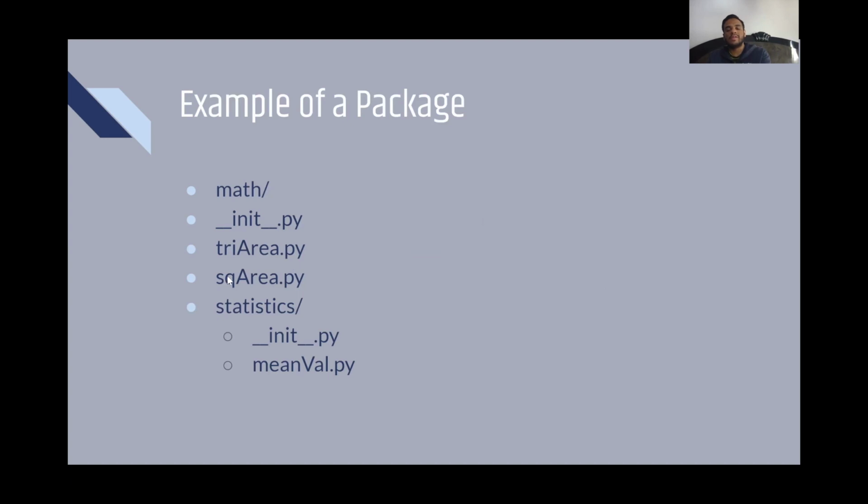And then we create another file called square area in the math package, right? And now we look in the statistics package, and we have again the __init__.py file and another file we created called mean val, right? So this is one package, and this is another package up here.